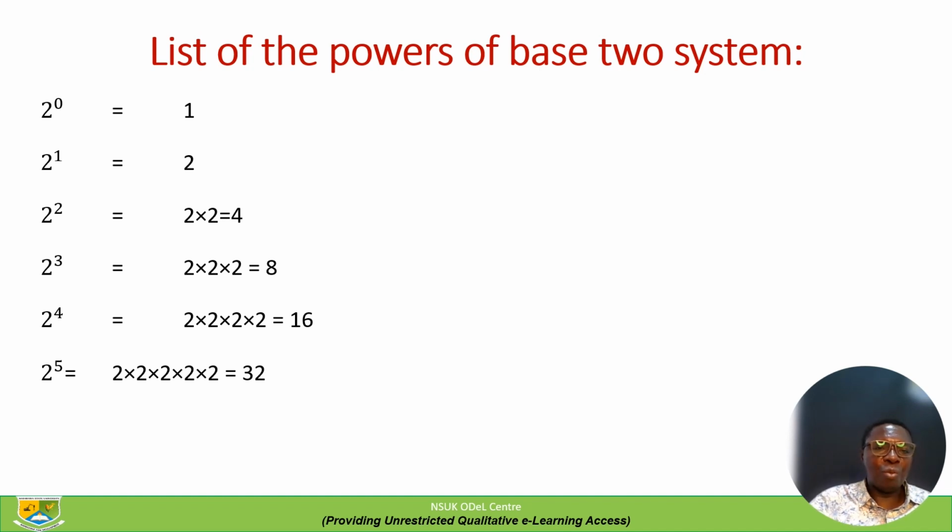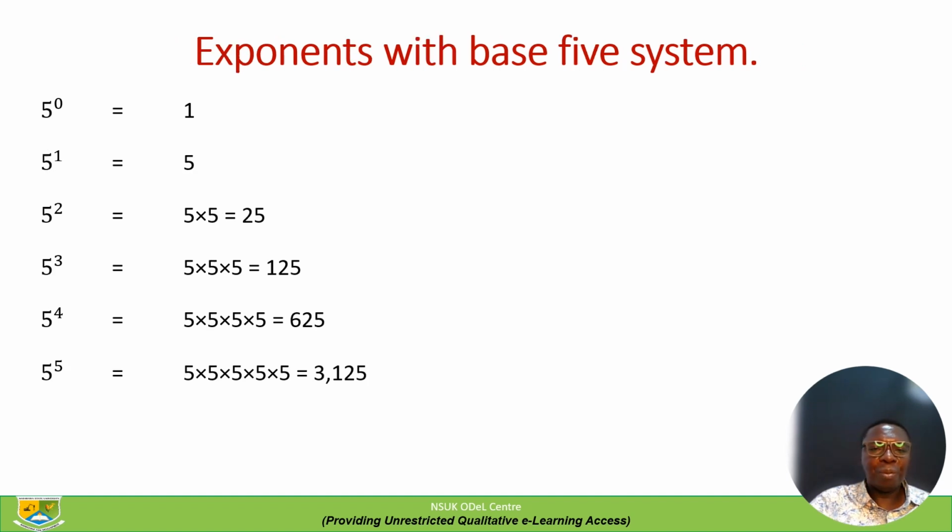So when you take 2 to the power of 2, you say 2 times 2. 2 to the power of 3 will be 2 times 2 times 2, which is 8. 2 to the power of 4 is 2 times 2 times 2 times 2, which is 16. 2 to the power of 5 is 2 times 2 times 2 times 2 times 2, which equals 32.